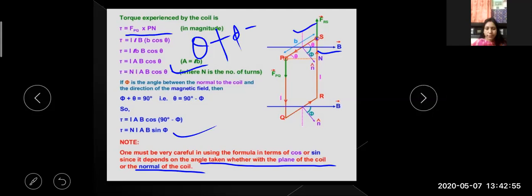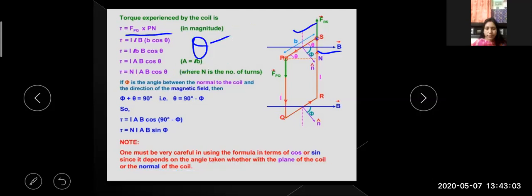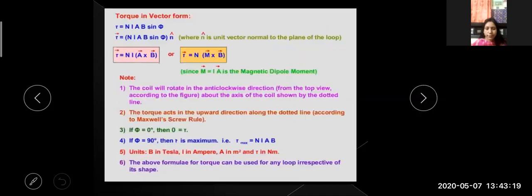Now there are special cases about the torque. For the first case, theta is 0. So what will be the torque? Cos 0 is 1, so torque will be maximum. This is the case with the radial field. Clear? Now what is the vector form of torque?